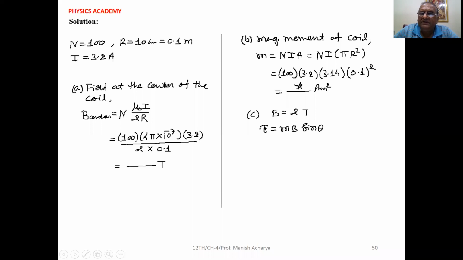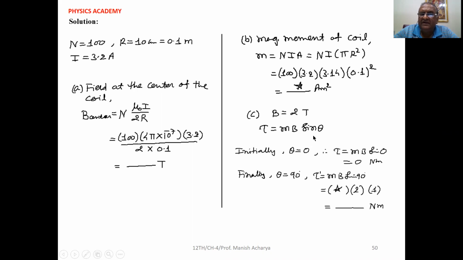Now, the magnetic field given to you is 2 Tesla. So when any current carrying coil is placed in the magnetic field, the torque acts on it, and that is tau equal to mB sine theta magnitude wise. So initially theta is 0. So we can say initially the torque is tau equal to mB sine theta, that is sine 0, so 0.